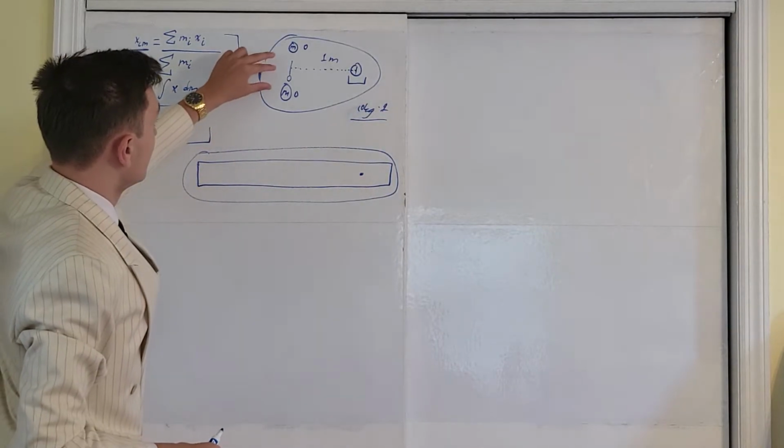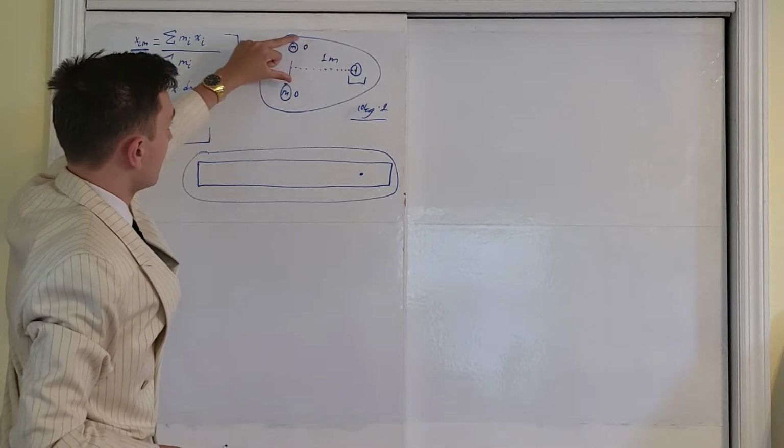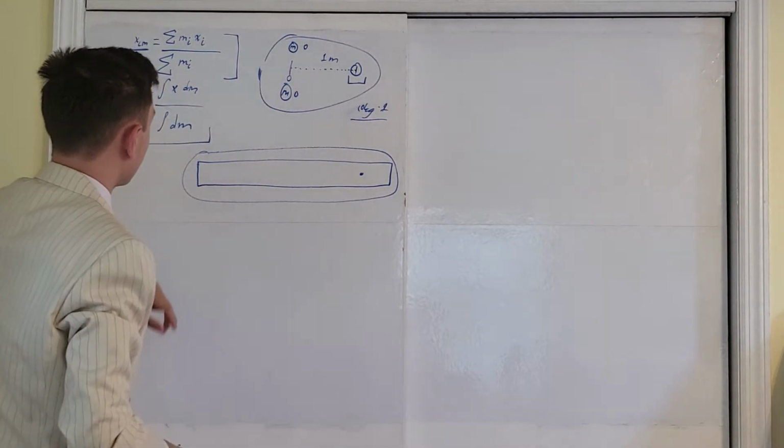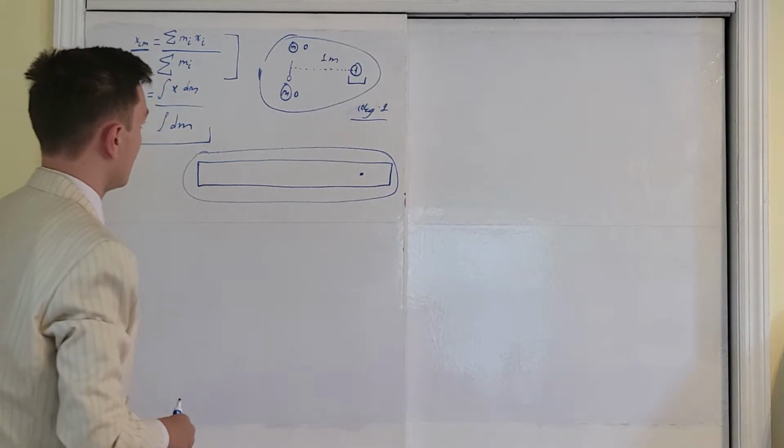So even though these two objects are at a 0 x displacement away from our reference point, they still have mass, so they're still going to participate in our denominator.